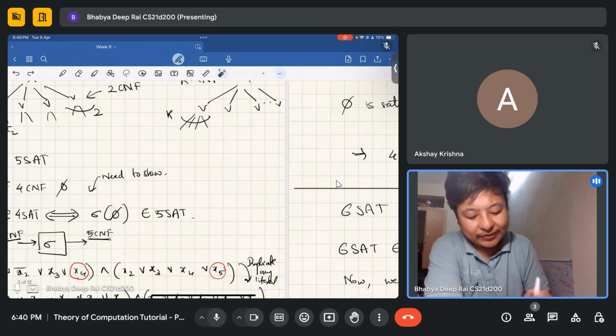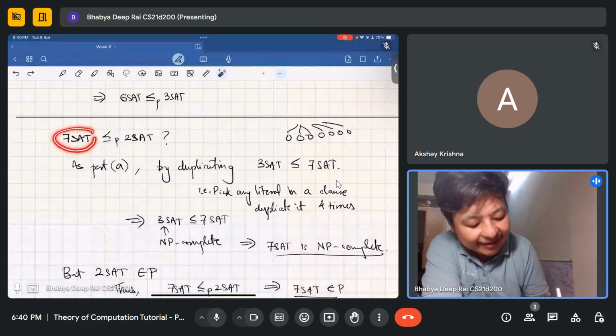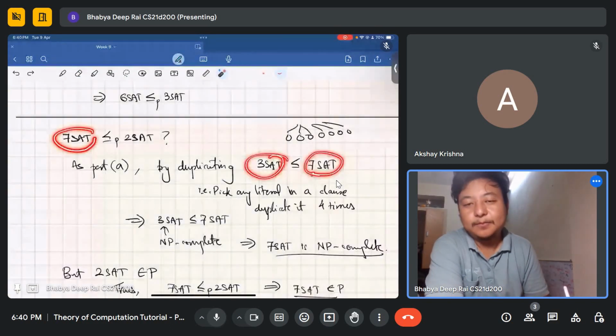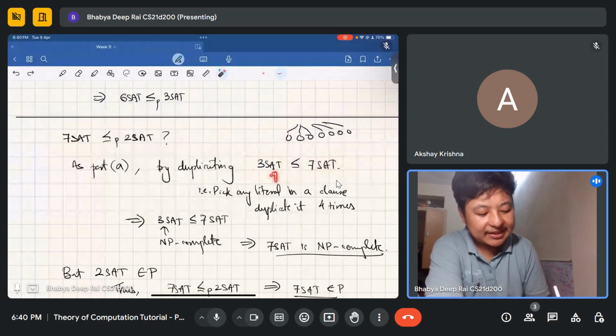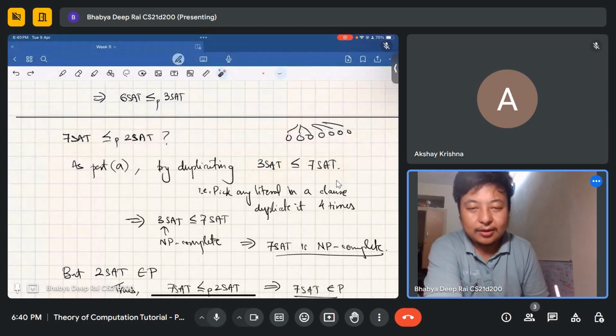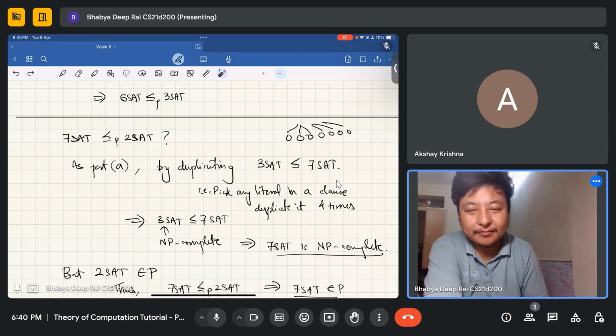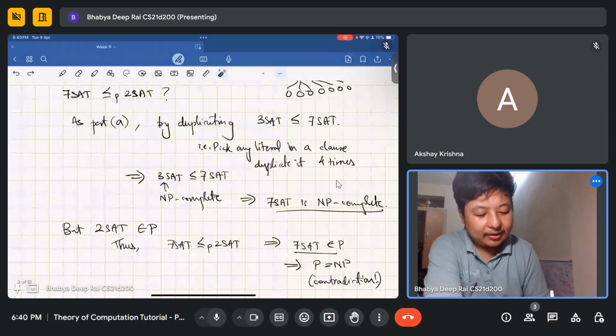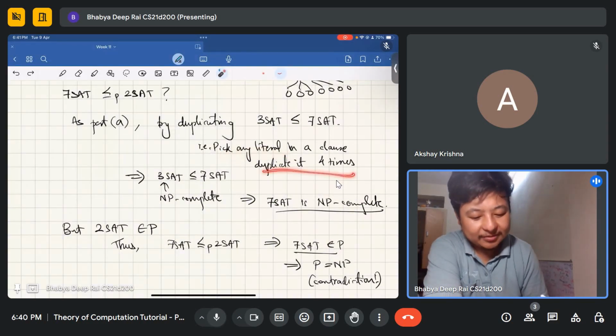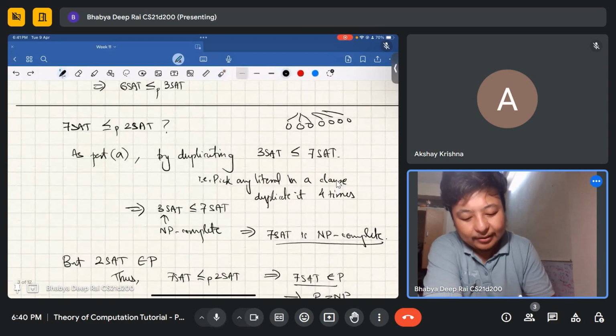Now what we can show is that we can actually convert a 3-CNF to a 7-CNF. But what do we know? 3-SAT is NP-complete, and if 3-SAT is NP-complete and reduces to another language in NP, then that other language in NP is also NP-complete. So again, we do the same thing. We pick any literal in the clause and duplicate it 4 times.